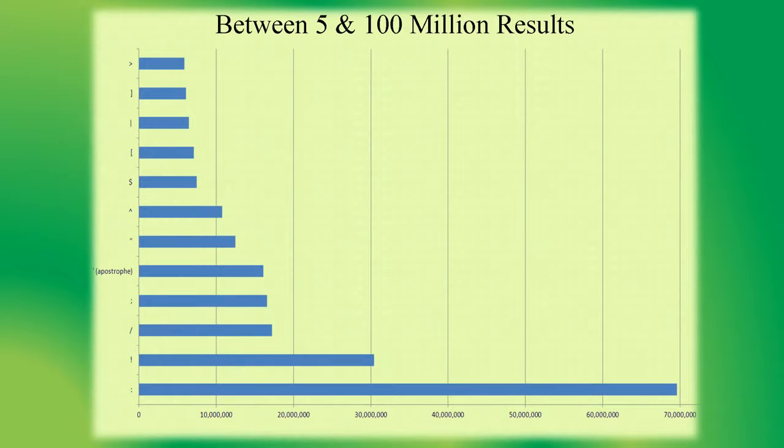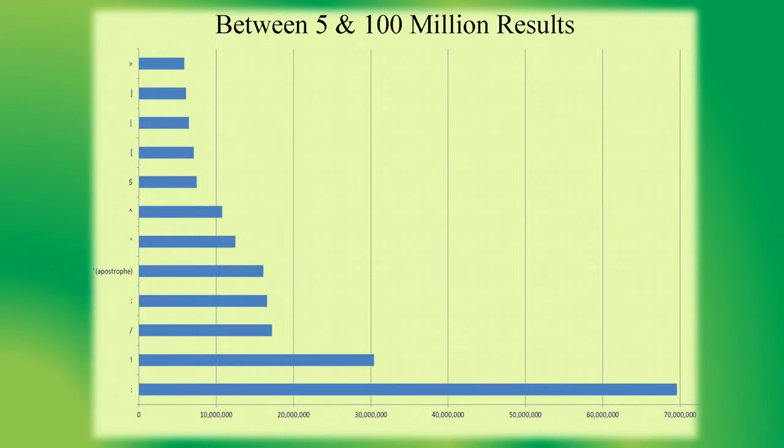Those three form a small group ahead of the quotation marks and circumflex. That's Shift 6 on a standard keyboard. The rest of the characters return less than 10 million results. It is worth noting here just how unpopular the $ sign is. This must be because nobody ever uses the internet for financial purposes.